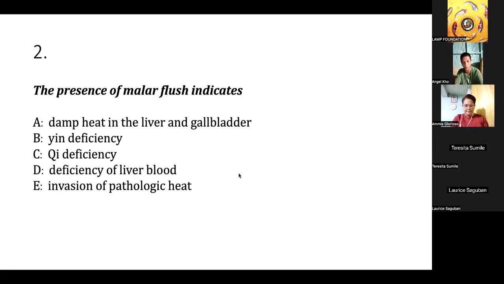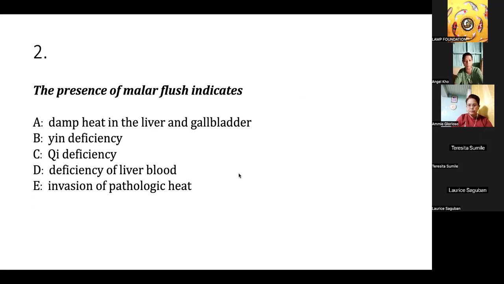Number 2, Doc, the presence of malar flush indicates: A. Damp heat in the liver and gallbladder, B. Yin deficiency, C. Qi deficiency, D. Deficiency of liver blood, E. Invasion of pathological heat. Gaya po ng nasabi natin kanina, kapag Yin deficiency po, Doc, ay meron pong malar flush. So, ang answer po dito is Yin deficiency pa rin po, letter B.